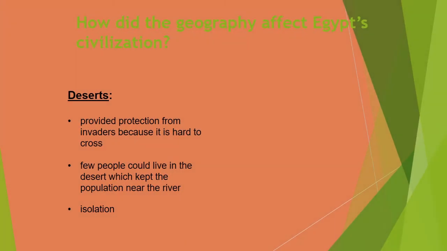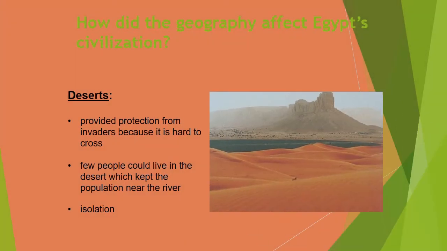And the deserts. They provided protection from invaders because they're hard to cross. Few people could live in the desert, which kept the population near the river. And it also isolated Egypt from the rest of the world, though.